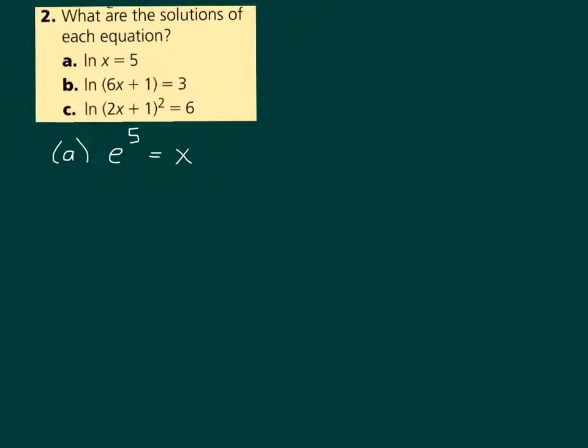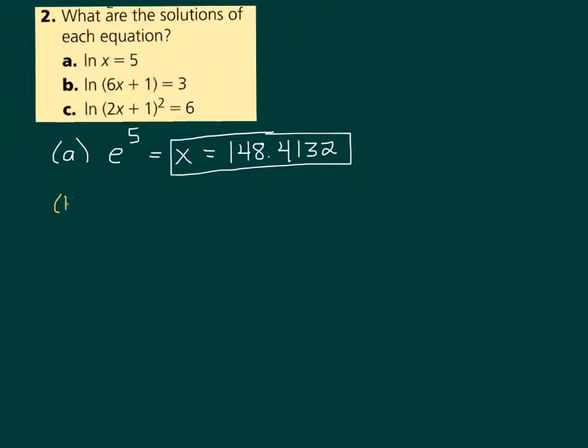Now that we have the fact that e to the 5th equals x written down, you take your calculator and you put in e to the 5th. And the calculator will inform you that that is in fact 148.4132. You get e by pushing second division sign.